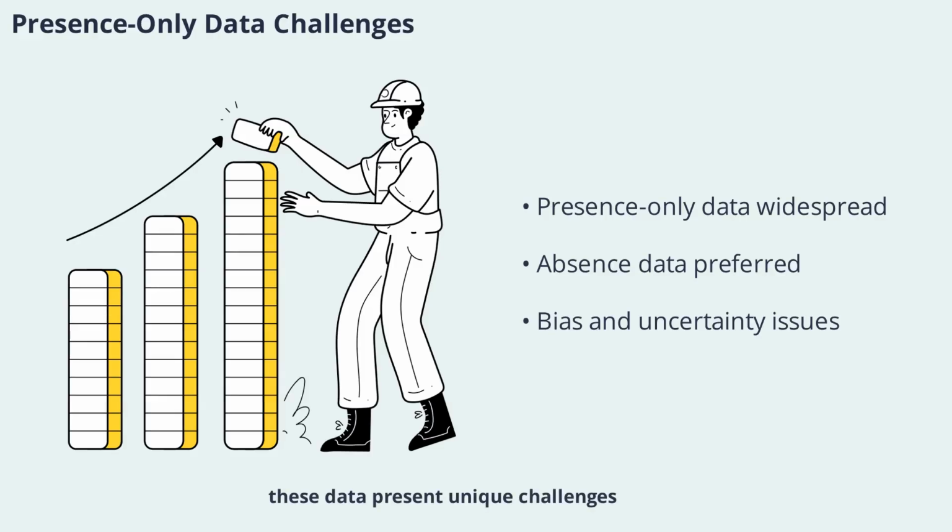However, these data present unique challenges. Without information on where a species is absent, it's harder to assess model accuracy or detect sampling biases. Some argue that presence-absence data are more robust, while others note that absences can be misleading if species are undetected or not in equilibrium. Improving methods for handling presence-only data remains a priority.